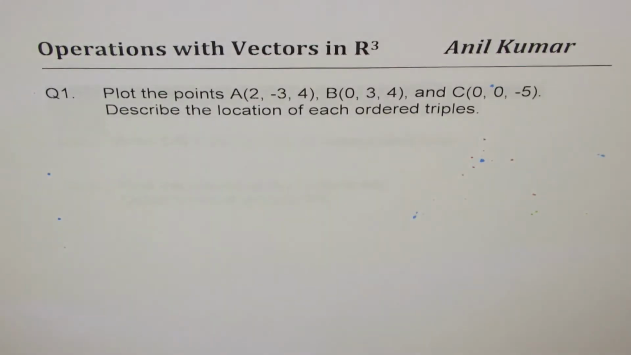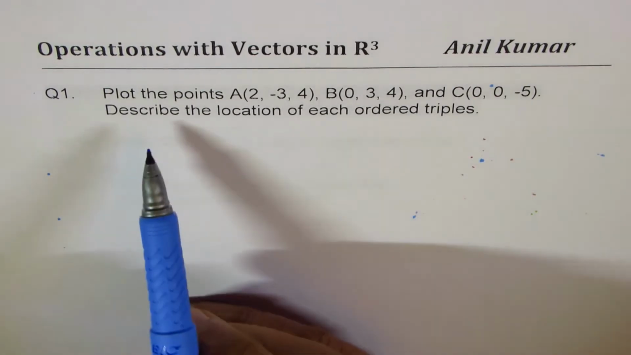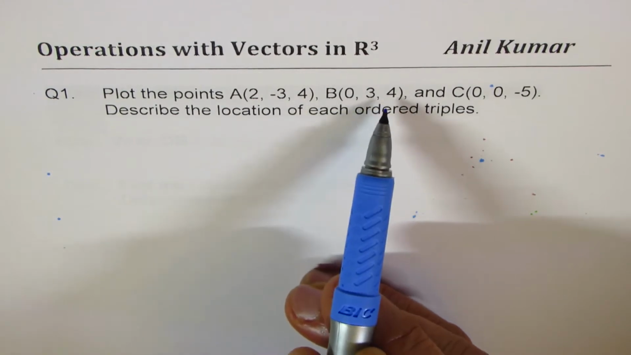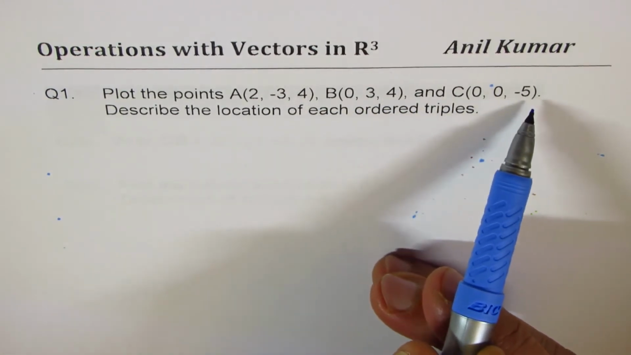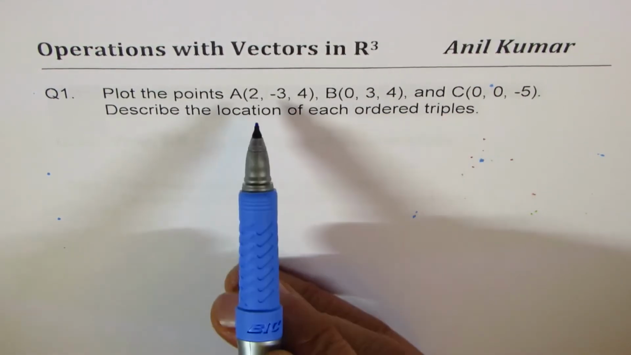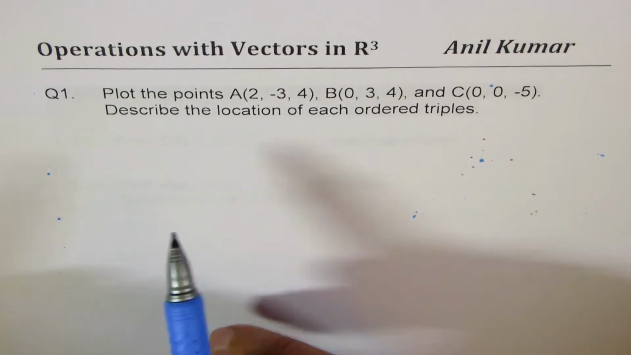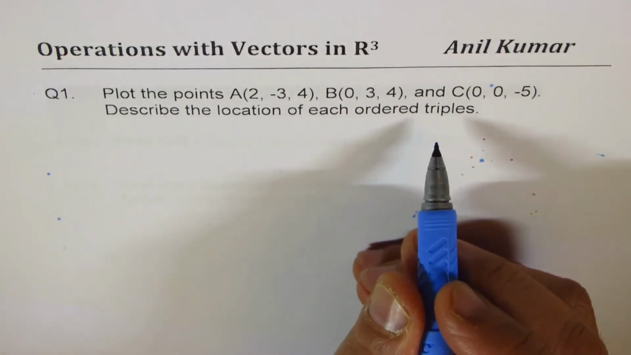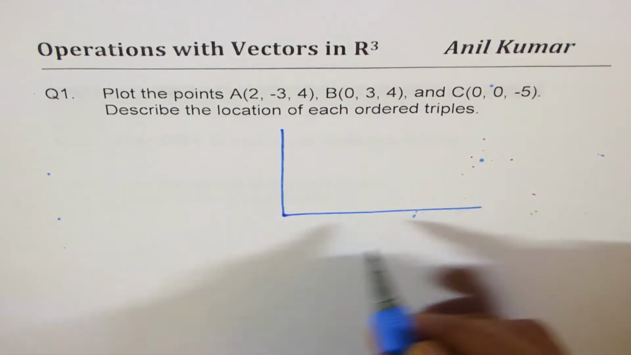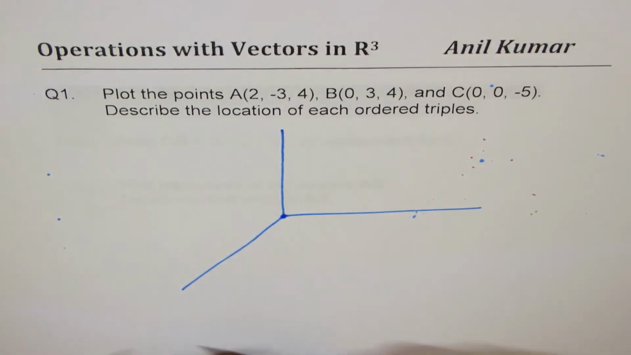Now let's move forward and see some questions from previous test papers. The very first question here is: plot the points A (2, -3, 4), B (0, 3, 4), and C (0, 0, -5). Describe the location of each of these ordered triples. You have to plot them and describe their location, right? The location could be on the axis, in a particular plane, or in one of those 8 octants. That is the whole idea.